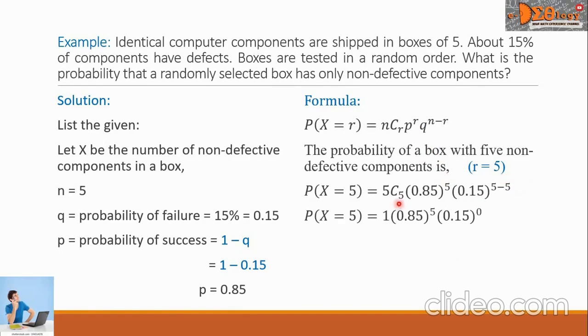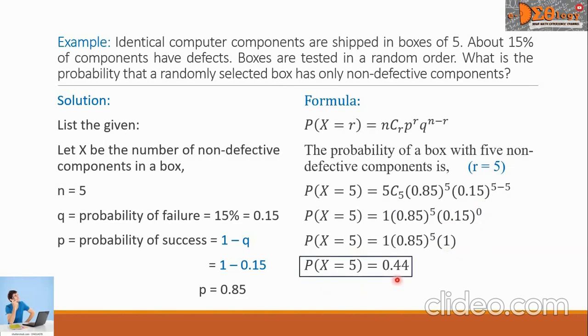Simplifying further, we have 5 combination of 5 equals 1. We keep the 0.85 raised to 5 the same, and the power 5 minus 5 here is 0. We can simplify further because 0.15 is raised to 0, so we can make this also 1. And the final answer for this is 0.44. This is the probability that a randomly selected box has all non-defective components. This is our final answer.